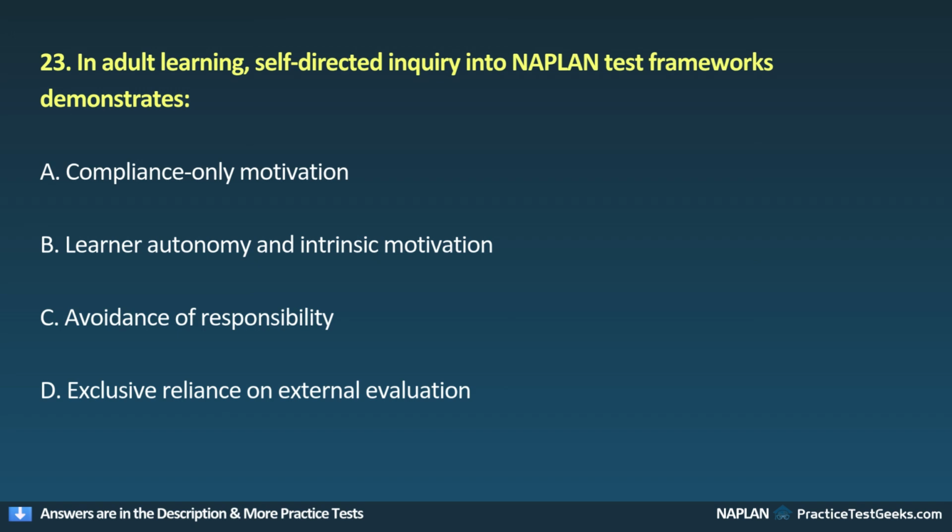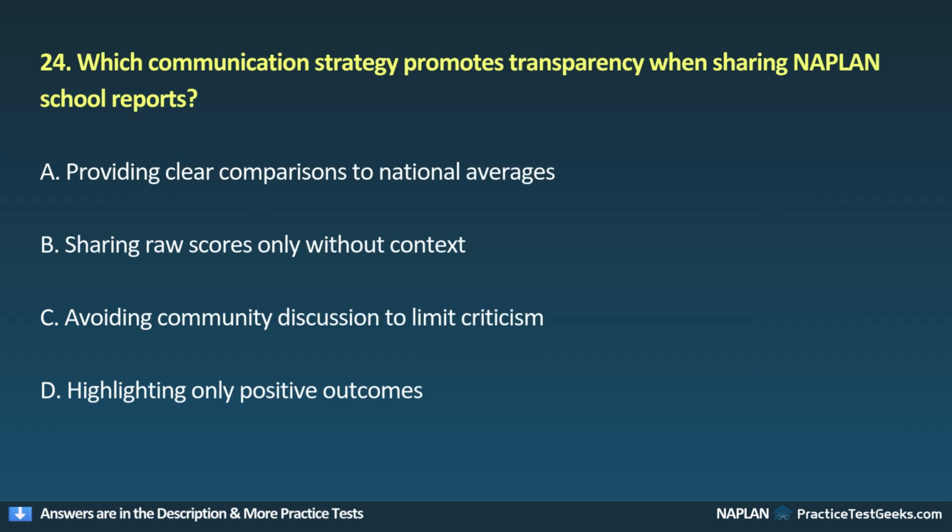A. Compliance-only motivation. B. Learner autonomy and intrinsic motivation. C. Avoidance of responsibility. D. Exclusive reliance on external evaluation. 24. Which communication strategy promotes transparency when sharing NAPLAN school reports?